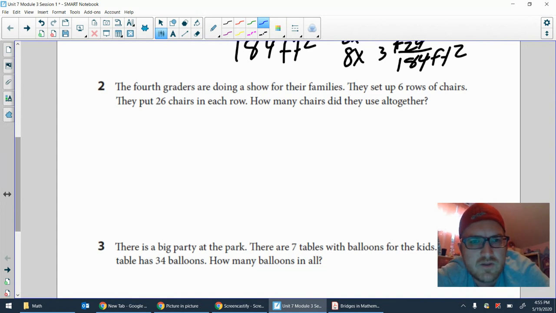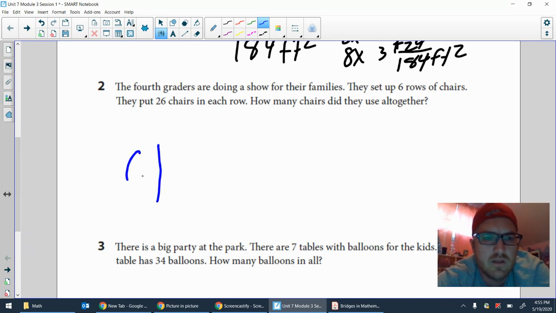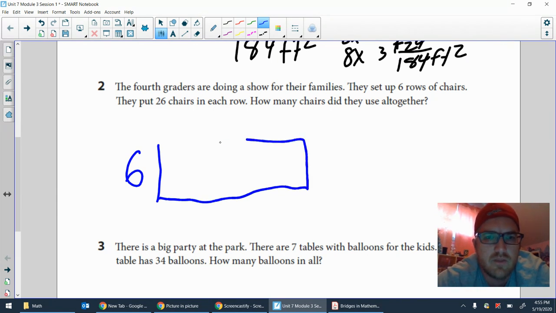Question number 2, the 4th graders are doing a show for their families. They are setting up 6 rows of chairs. They put 26 chairs in each row. How many chairs did they use? So once again, we can do that area model. It'd be 6 rows deep, sorry for the wobbly lines there, by 26.